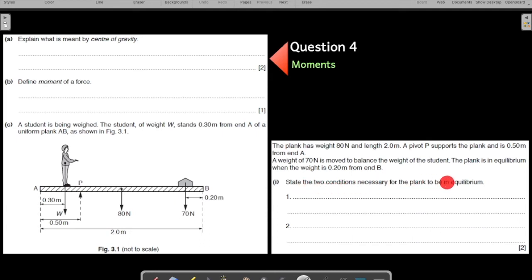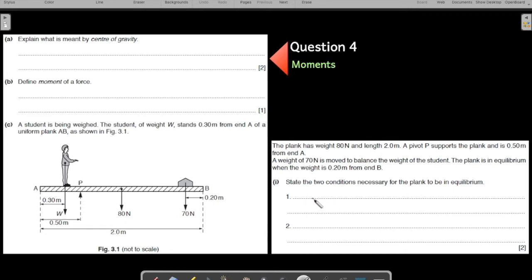State 2 necessary conditions for the plank to be in equilibrium. Now this is a question which keeps repeating whenever you have a question on moment. This is a question which has a 90% chance to come in the paper, and this is what we have been seeing coming again and again in each of the questions that we have been solving so far. 2 conditions necessary for an object to be in equilibrium. If you are not comfortable with this, I am again including the link, the theory for the equilibrium video link in the description box. Check it out.